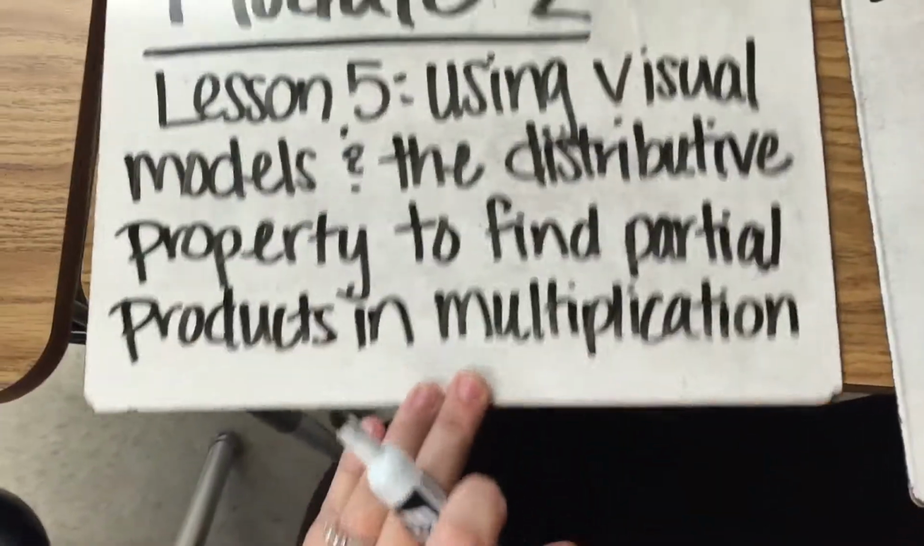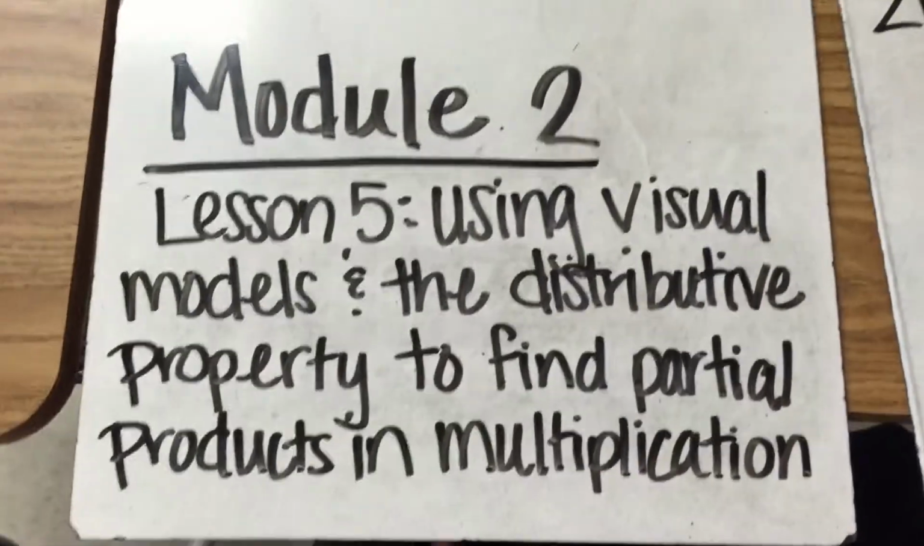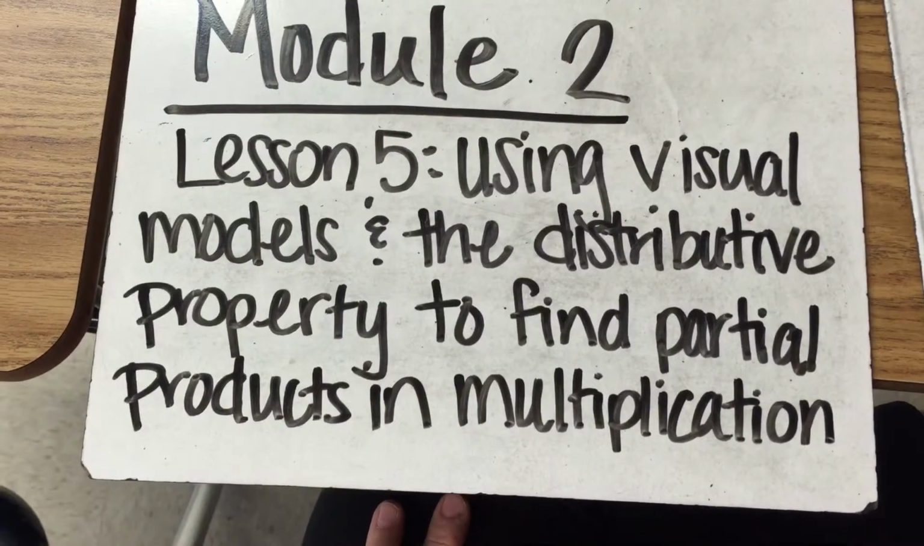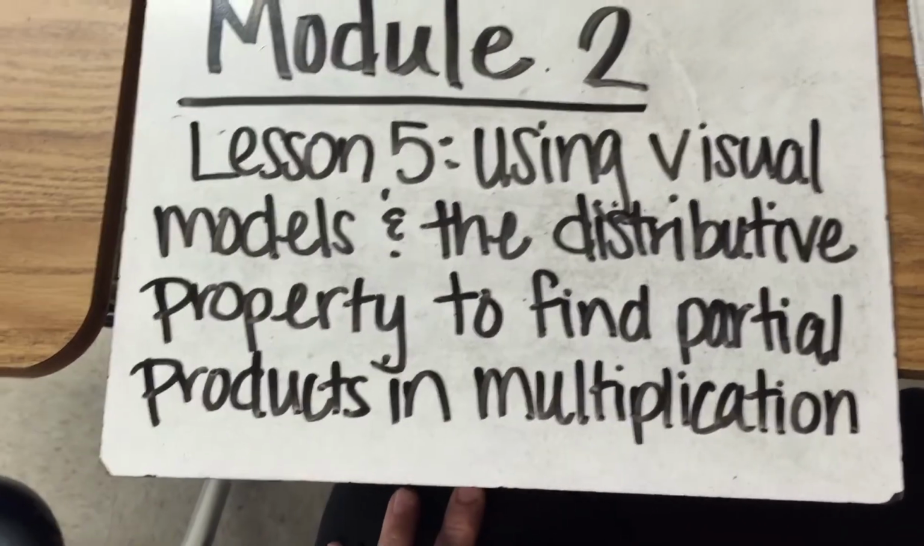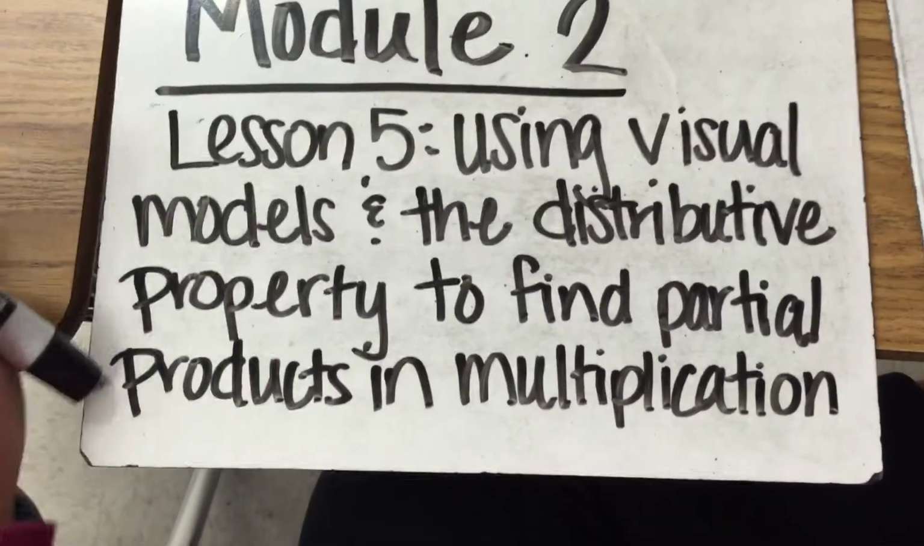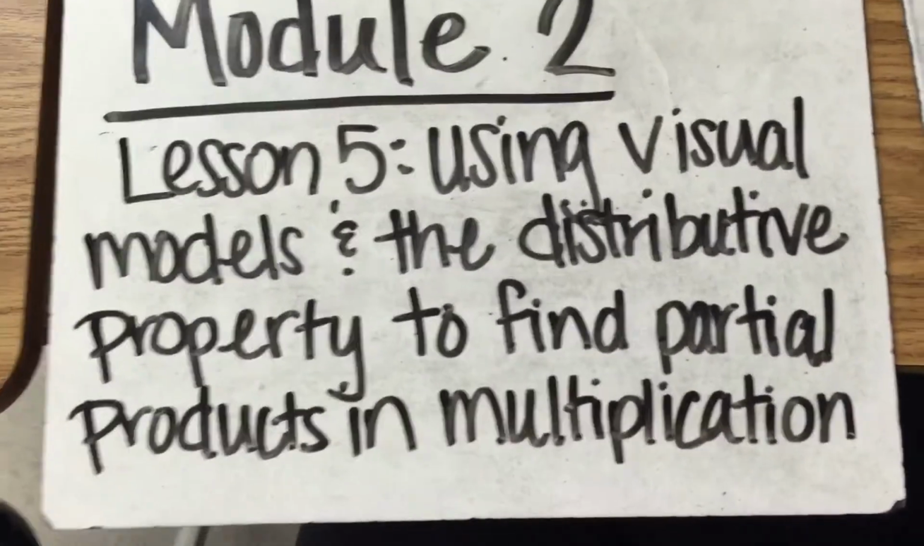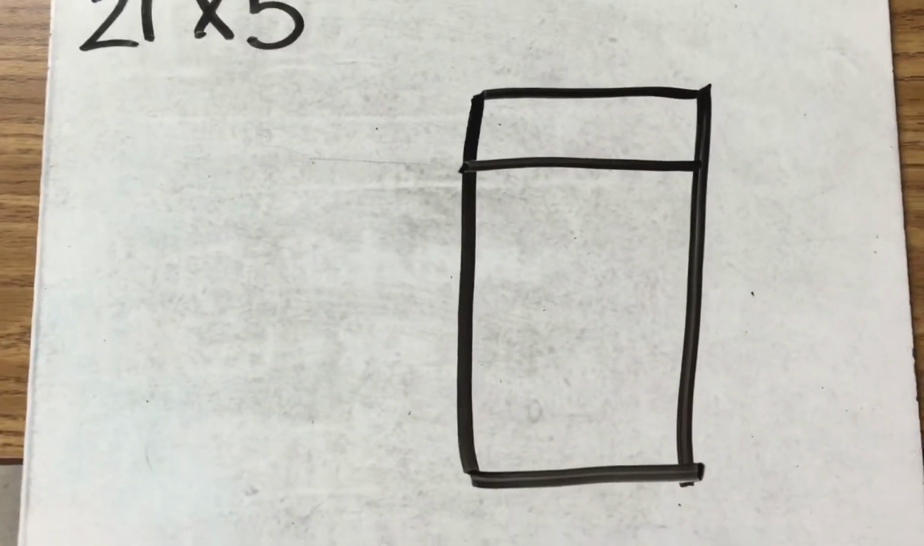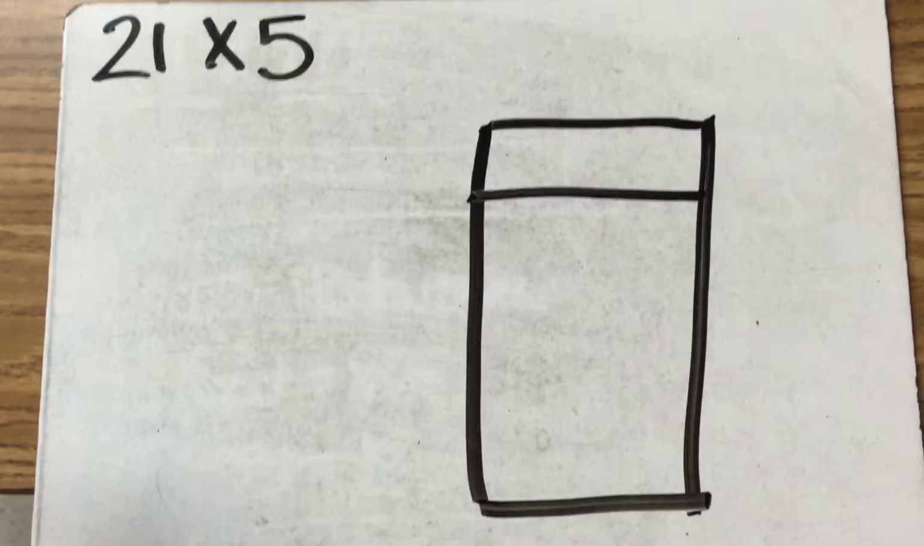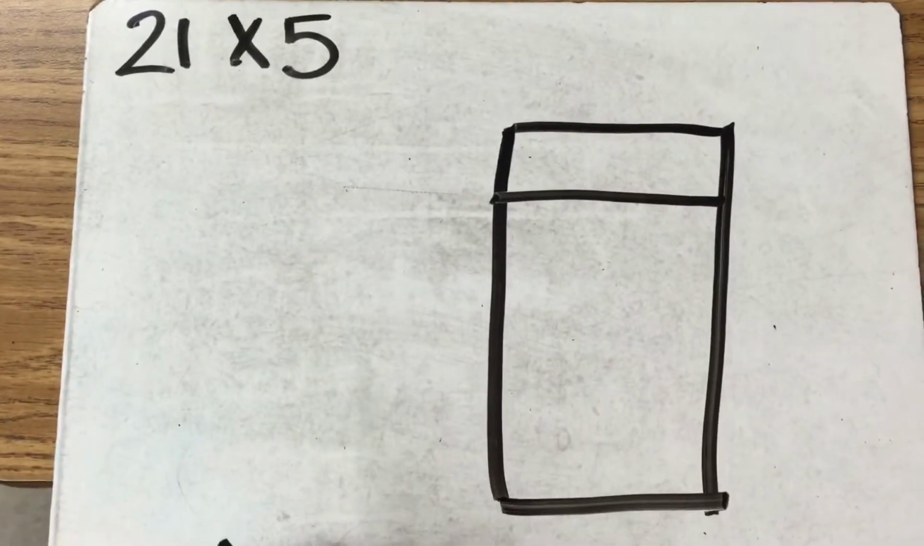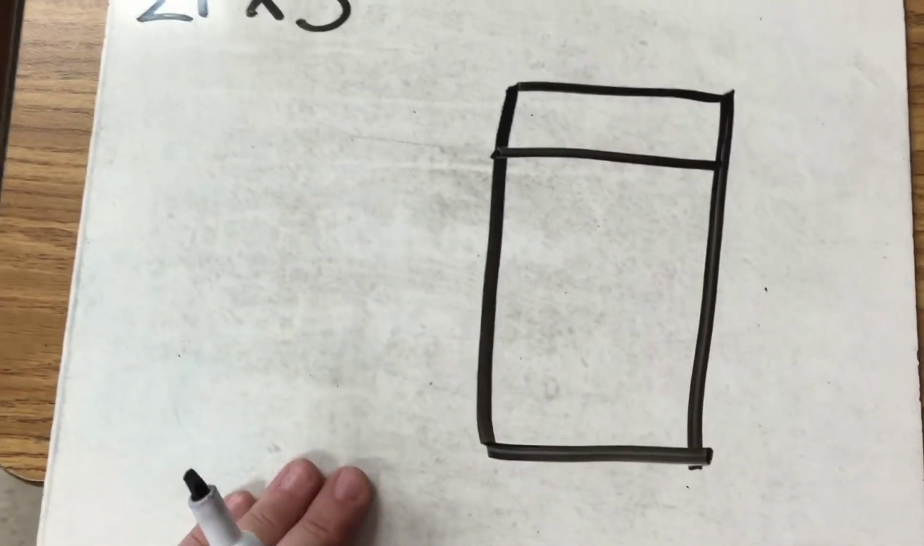Today we are on Engage New York's Module 2, Lesson 5, and in this lesson we are using visual models in the distributive property to find partial products in multiplication. So when we talk about partial products, we are talking about parts of a multiplication problem that can be put together to find the final product, or answer.